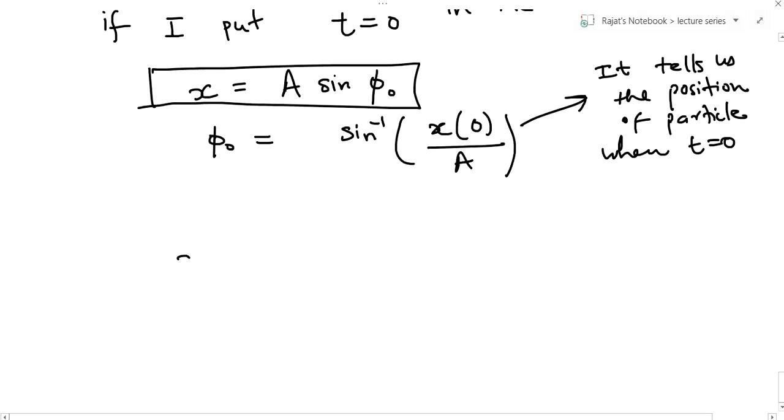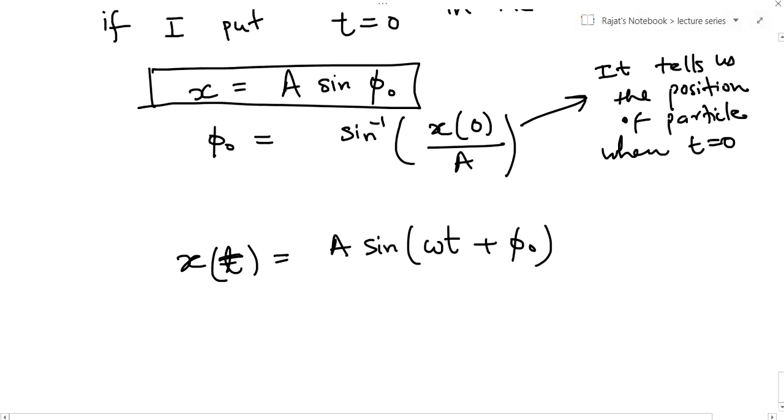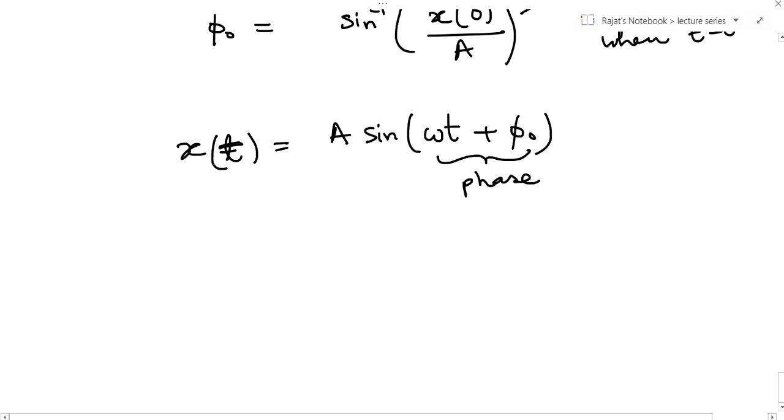Let me just summarize. x as a function of time t is a sine omega t plus phi naught. This is the phase constant which gives us the information about the initial position of the particle, and this is the general phase at any given time t. x is the position and a is the amplitude. So this is the basic idea of how the position varies in a simple harmonic motion. We'll try to solve a question in the next lecture.